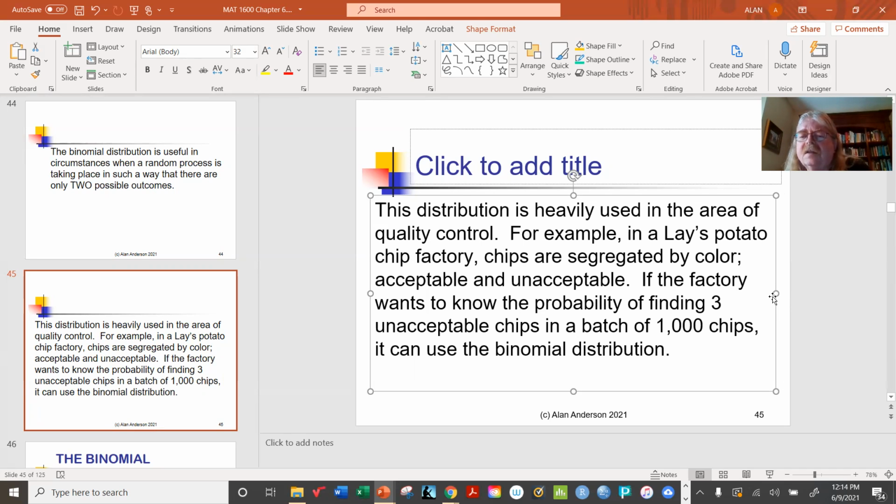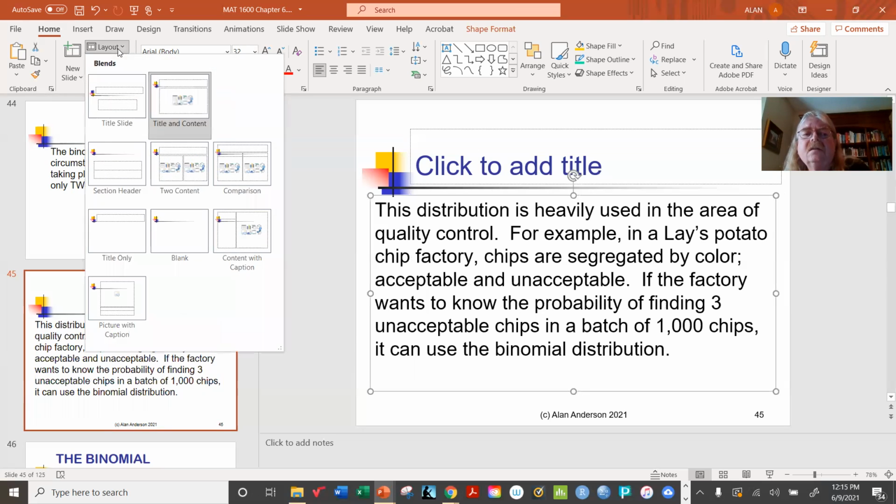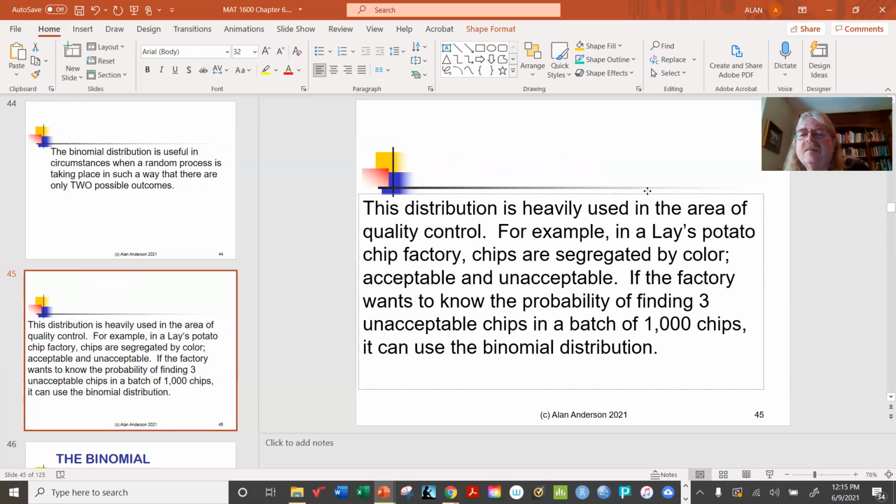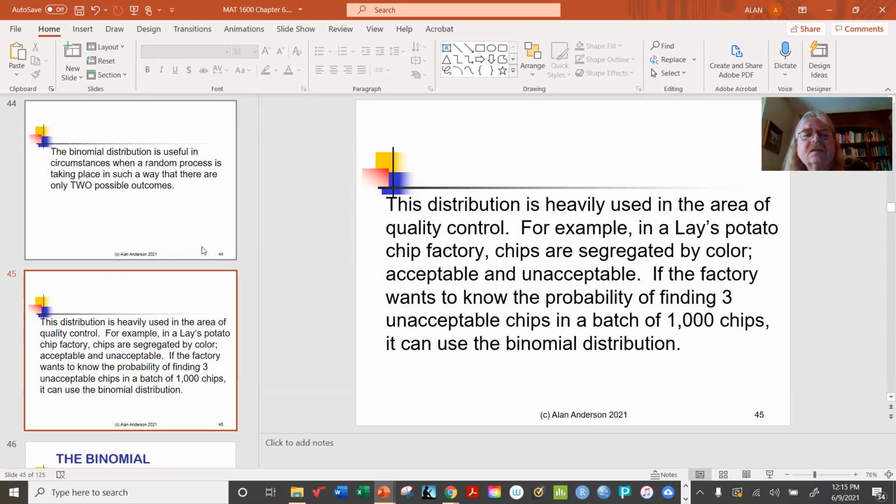So if they find out, let's say, that they're getting too many unacceptable chips, then they may stop the process and fix the machinery. So the binomial distribution would be well used in this case, because each chip is either acceptable or it is unacceptable. Now, if on the other hand, we're doing something with multiple possibilities, then we're not going to use the binomial distribution. But if we are, then this would be the ideal probability distribution to use to make sure that something isn't going wrong with our production process.